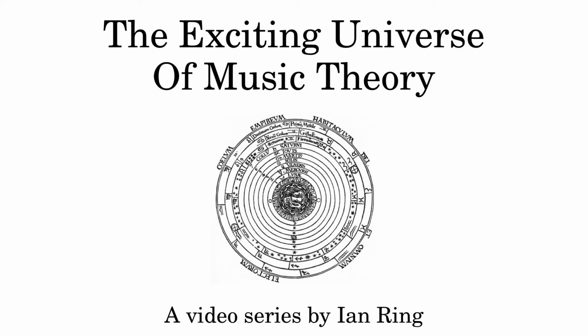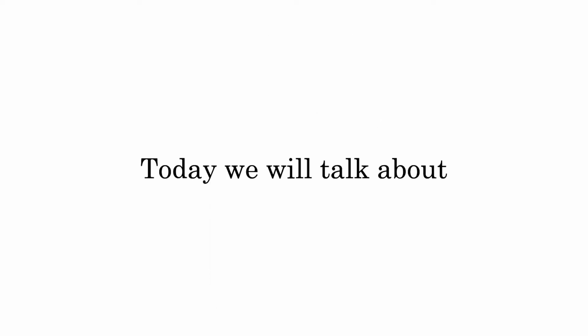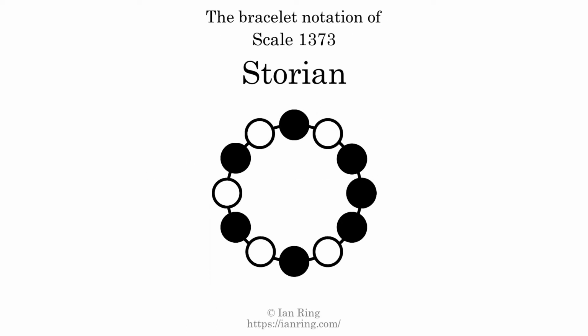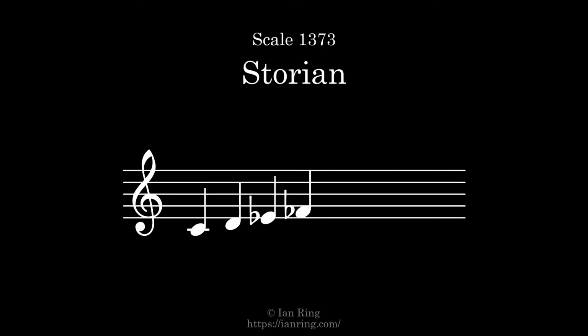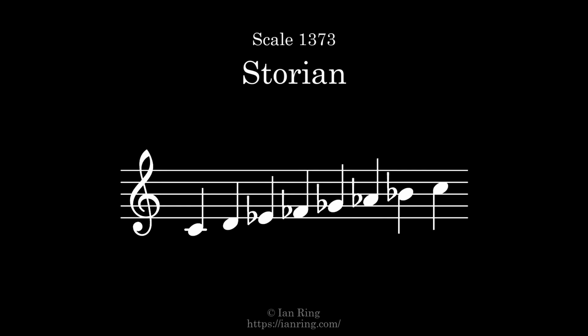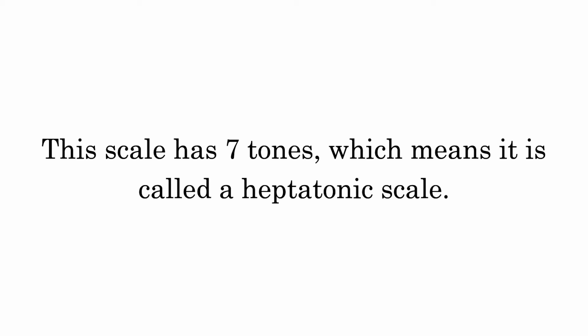Welcome to the exciting universe of music theory. Are you ready to learn? Then let's begin. Today we will talk about Scale 1373, Dorian, which sounds like this. This scale has 7 tones, which means it is called a heptatonic scale.